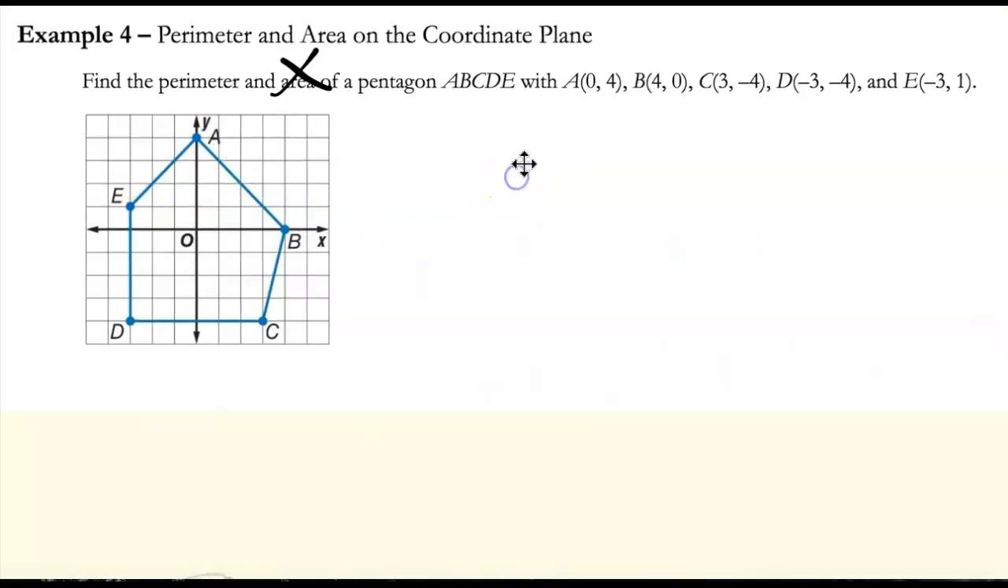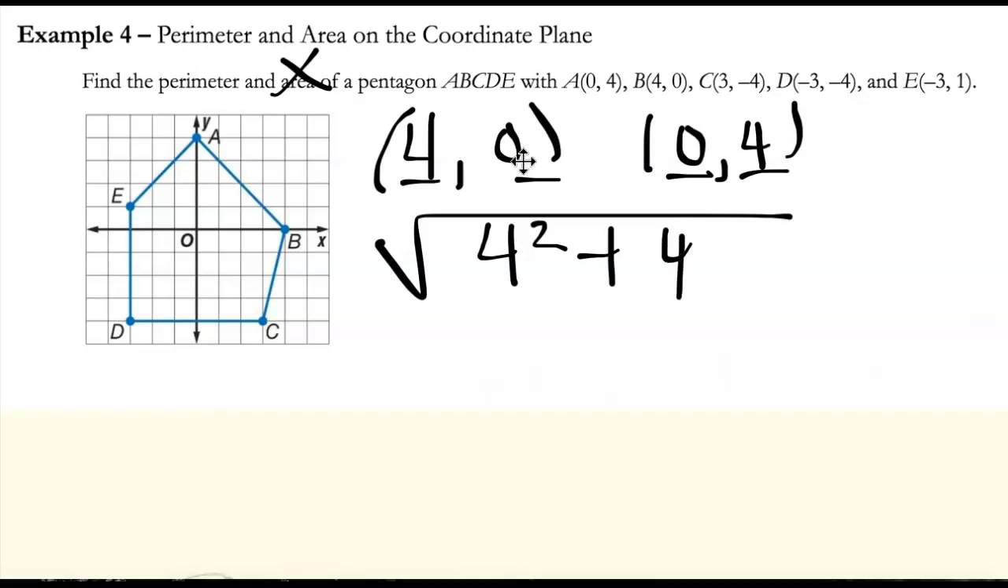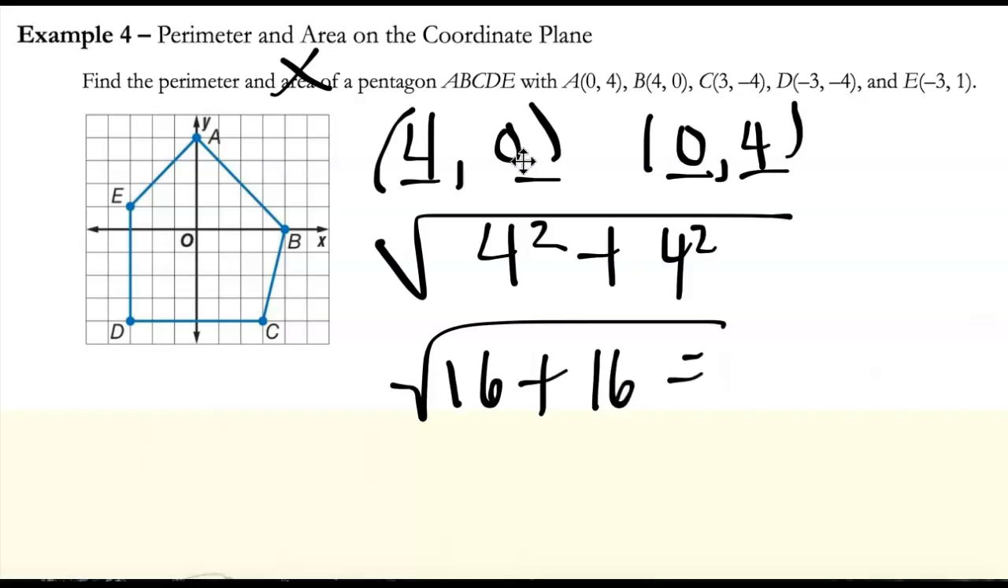So here we have the point A again, which is 4, 0. We have the other point, which is 0, 4. That is a B point. So again, we're going to look for the difference. So here I would get 4 minus 0, and then 0 minus 4, which is going to give you 4 squared plus 4 squared. And that's going to give you the square root of 16 plus 16, which equals the square root of 32. And again, rounding to the nearest tenth would be 5.7.